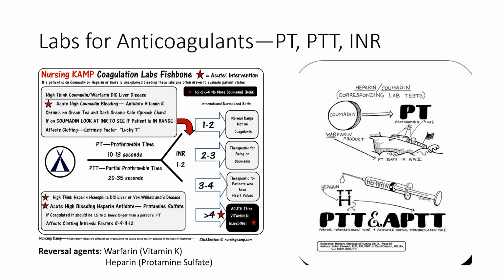So let's look at the labs. In particular, we're looking at 3 different labs, and these are called PT, prothrombin time, PTT, partial thromboplastin time, and INR, which is the International Normalizing Ratio. So PT and INR assess the extrinsic pathway. So remember when we talked about extrinsic, we said that was warfarin or Coumadin. And so warfarin or Coumadin is measured at the extrinsic pathway.